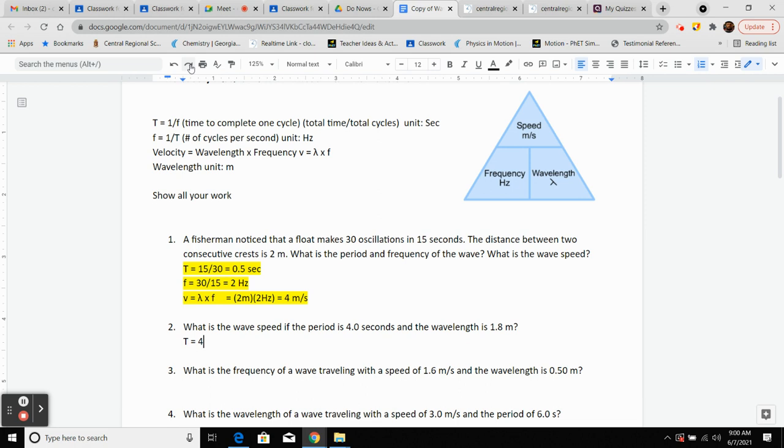So T is 4 seconds, right? So frequency will be 1 over that. 1 divided by T, which is 1 over 4. And that comes out to be 0.25. And what would that be? What is the unit for frequency? Hertz.